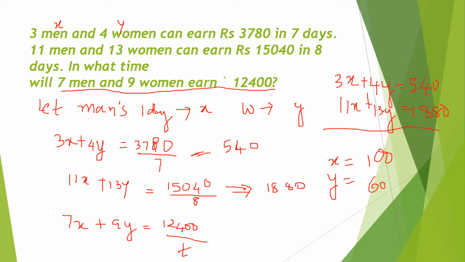So what is the value? We give x as 100 and y as 60. That is 7 into 100, 700, plus 9 into 60, that is 540. 700 plus 540 is 1240. On the other side we also get 1240. Cancel off these two values and you get t is equal to simply 10. So t will be simply 10 days. Answer is 10 days.